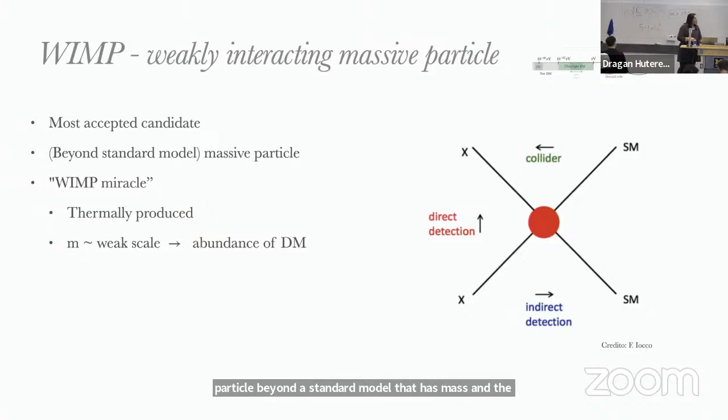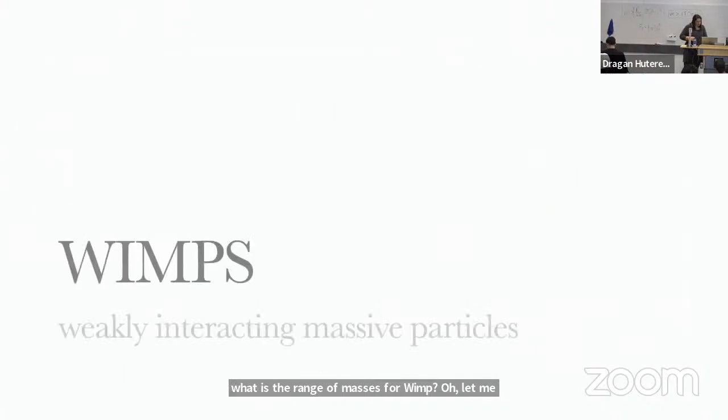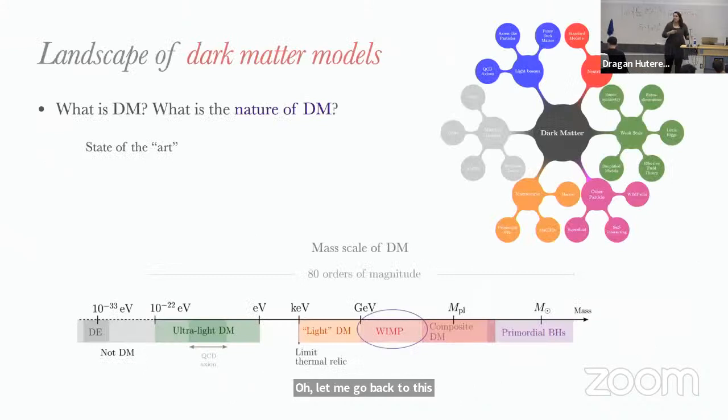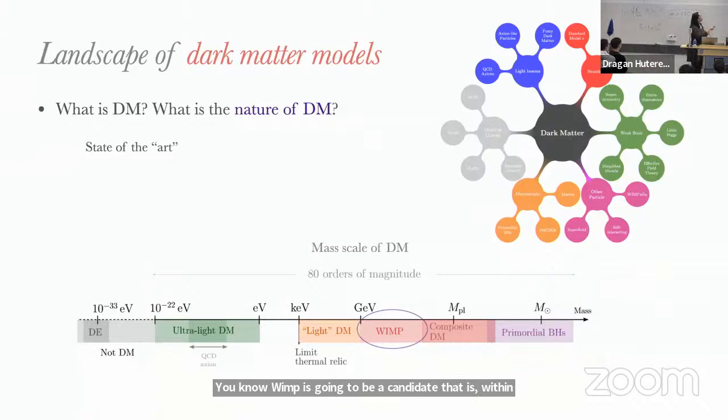What is the range of masses for WIMP? Let me go back to this. So different people call WIMP different things. So some people call WIMP between GeV and TeV, which usually was proposed because you have supersymmetric candidates for dark matter that are within this range. But you also have sub-GeV dark matter that some people call light dark matter, but some people also call WIMP. So just so you know, WIMP is going to be a candidate that is within this range of masses. But the traditional WIMP range of mass is between GeV and TeV.